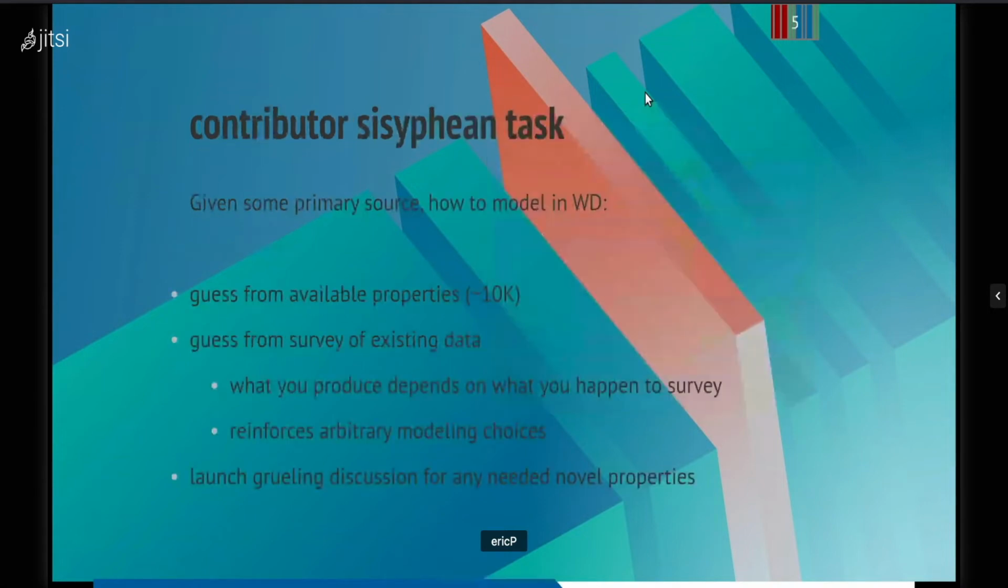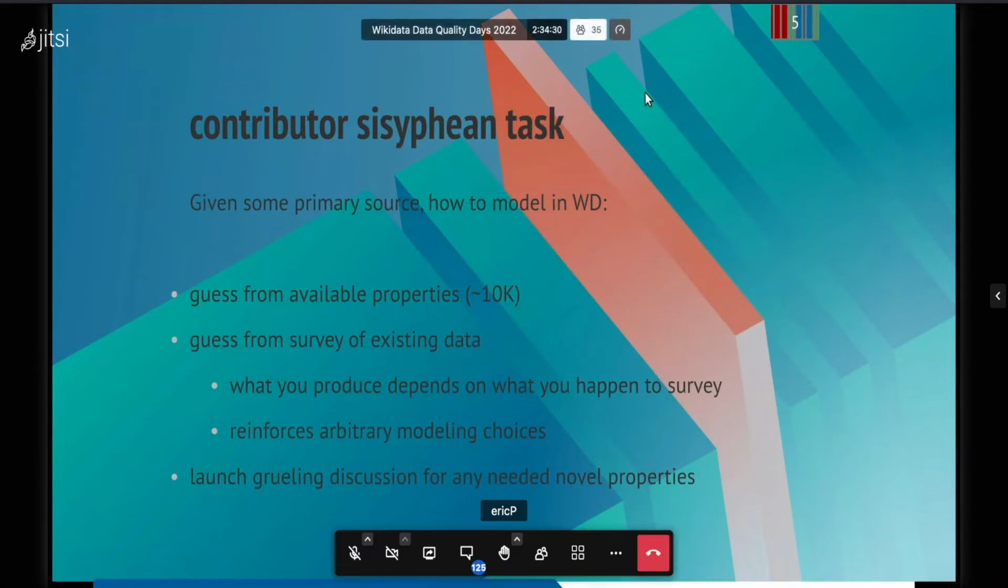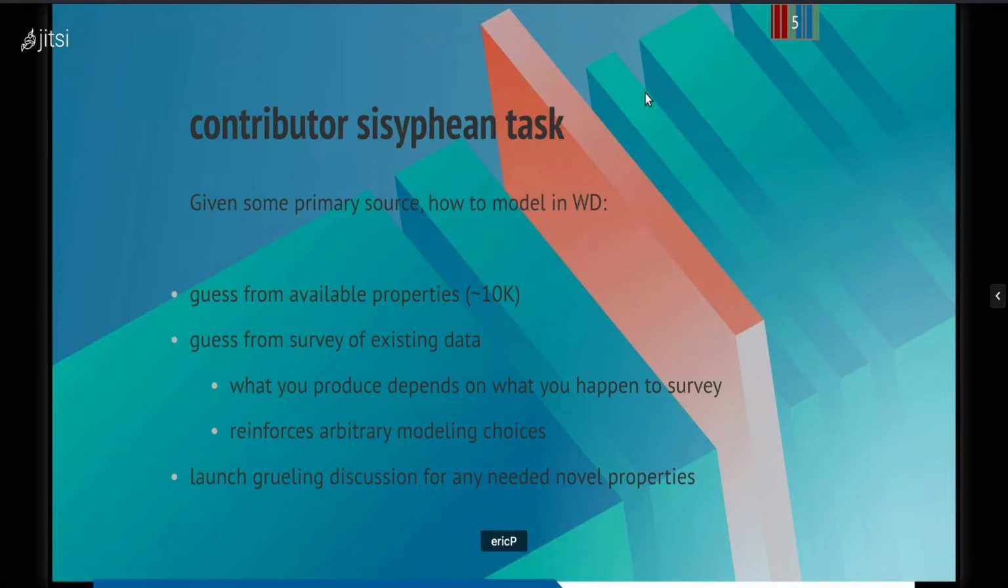So contributors have sort of a Sisyphean task. They have this enormous task of how to model something in Wikidata. And so I'm talking about anybody who's doing something geographic or genotypic, or basically the whole spectrum of things that we all understand to things that only a few people understand. All of those people have to figure out how they're going to model their data when they contribute it.